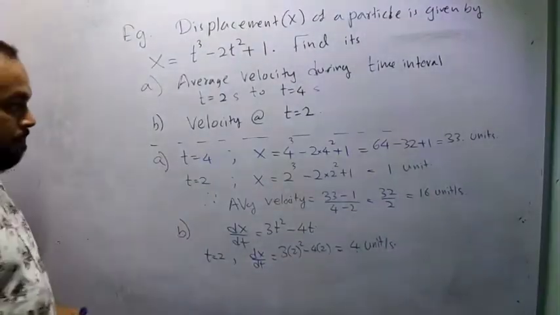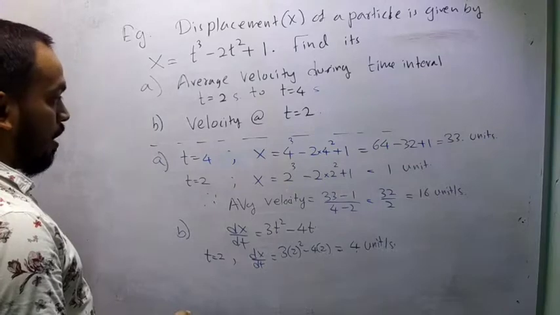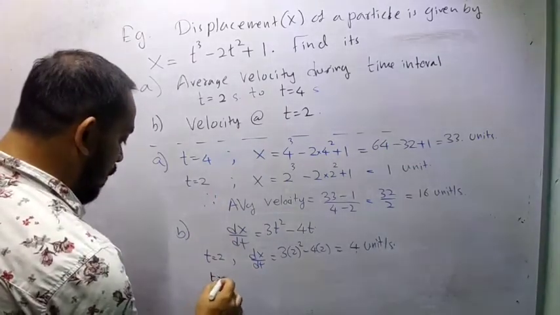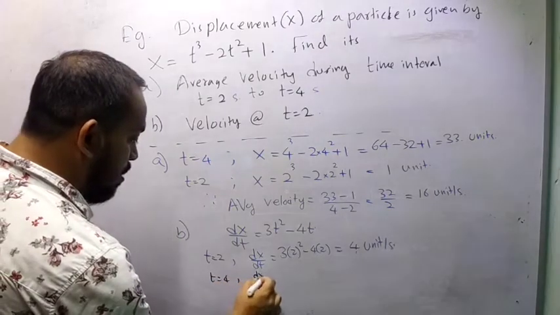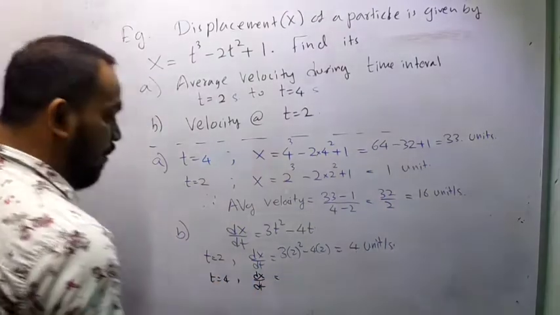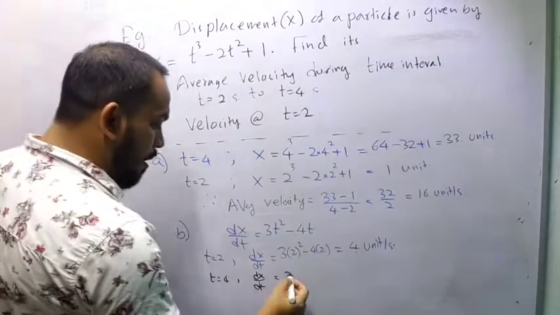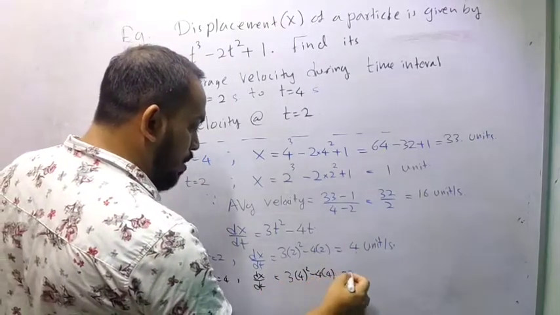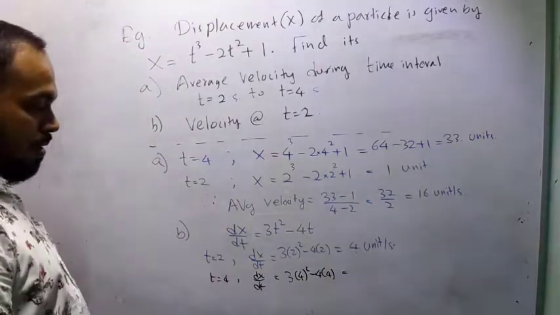Even though they are not asking us to find the velocity at t equals 4, let me find it. It doesn't take much time. All we have to do is replace t by 4. So 3 into 4 squared minus 4 into 4. Just wanted to check what the value is.